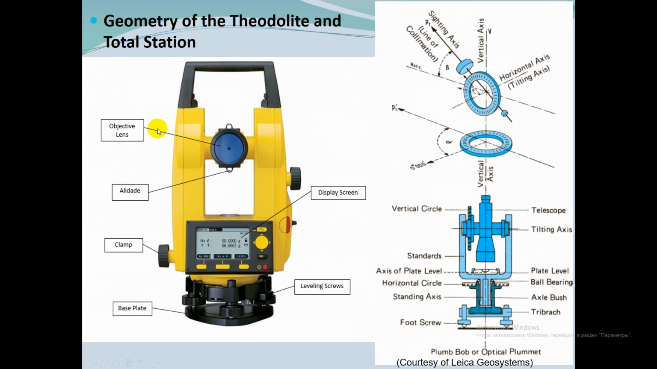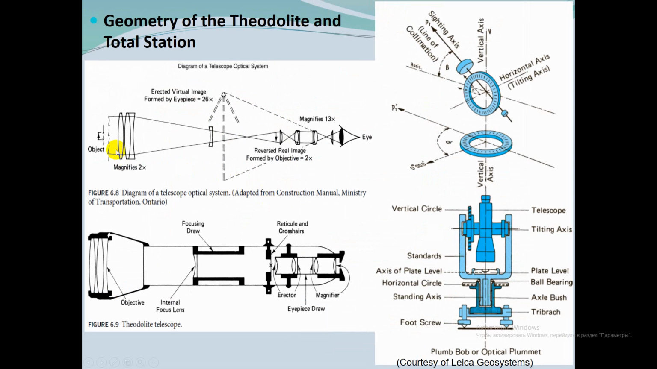So, about the objective lens. The telescope includes the objective lens. The telescope is a focusing instrument that consists of an objective piece and an eyepiece at opposite ends. It is rotated around the horizontal axis in a vertical plane.